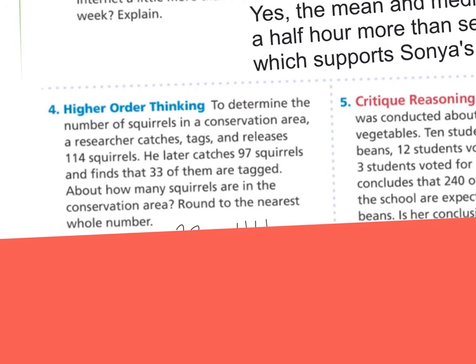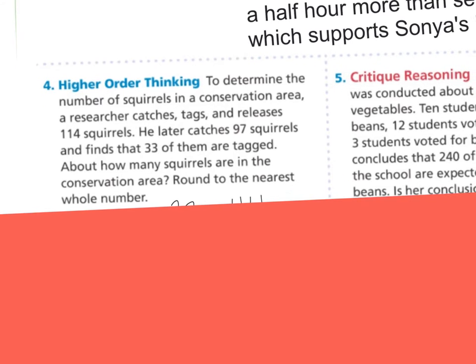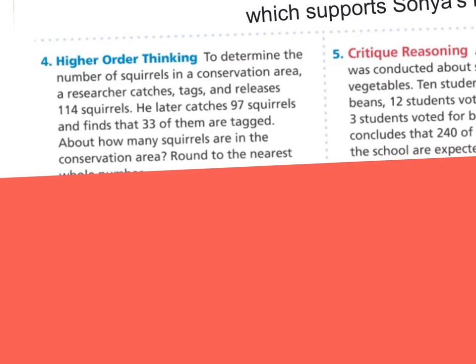We look at number 4. To determine the number of squirrels in a conservation area, a researcher catches, tags, and releases 114 squirrels. He later catches 97 squirrels, finds that 33 of them are tagged. About how many squirrels are in the conservation area, rounded to the nearest whole number?